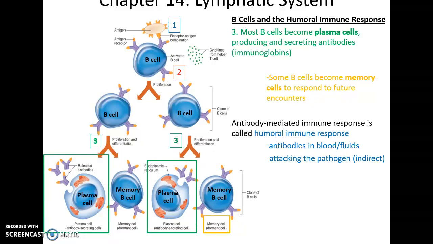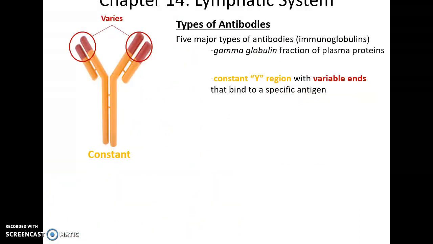So again, this is a humoral immune response because the B cells don't directly attack the pathogen. Instead, they produce antibodies that enter the fluids and bloodstream and then attack the antigen indirectly. There are 5 main types of antibodies. You have all of them, though, having certain constant areas that are always the same, and then little variable areas that change. These variable areas are specific to one and only one type of antigen, so that each antibody from a different cell will be targeting a different type of antigen.